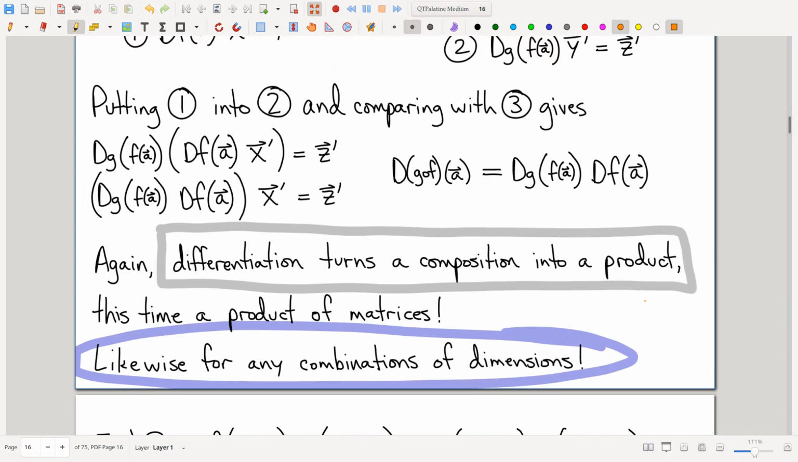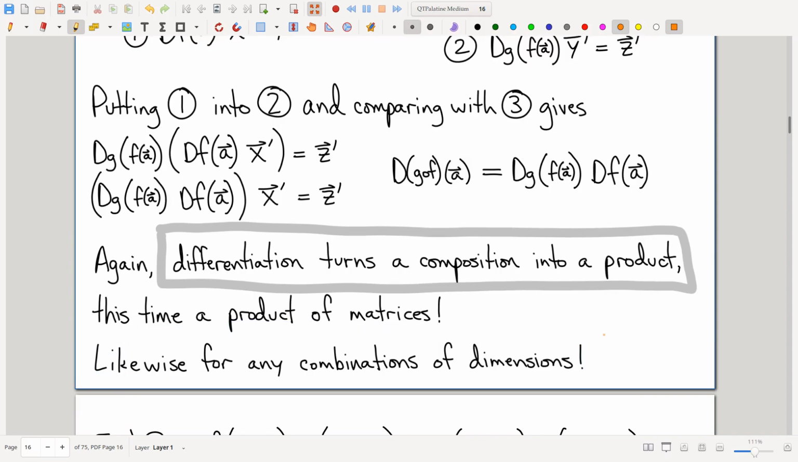And so again, I like to point out differentiation here has turned a composition into a product. So when you compose multivariable functions, you multiply the corresponding derivative matrices.